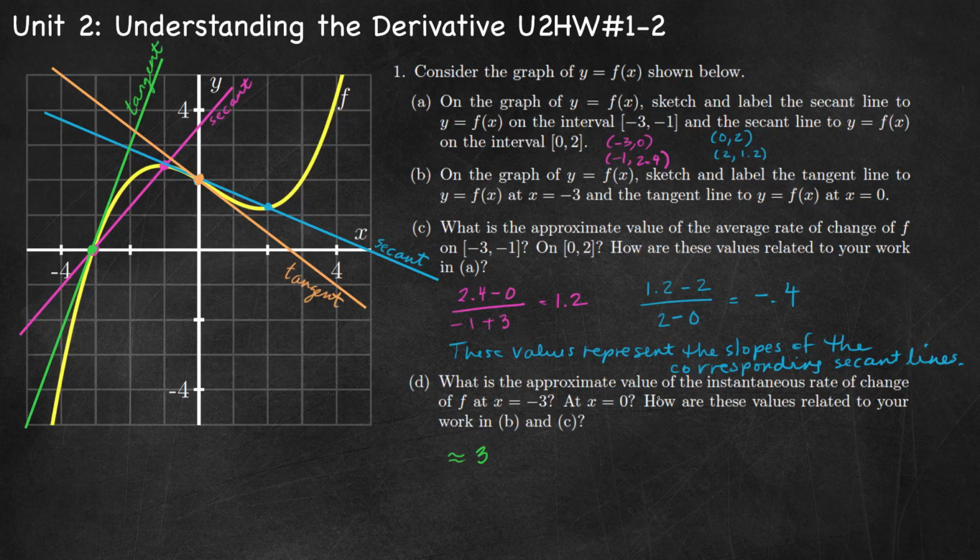And then at x equals 0, that's the orange line that I drew. The slope there, well, if I start right here, it looks like I can go down 3 and then right 4, and I'm back on my tangent line. So -3 over 4. How are these values related to your work in B and C? Well, they're related to part B because these values are the slopes of the corresponding tangent lines.